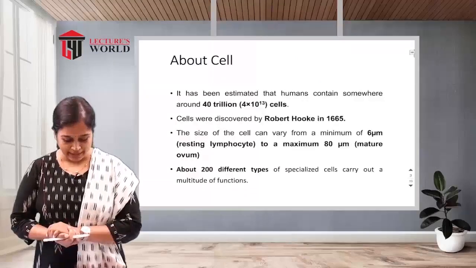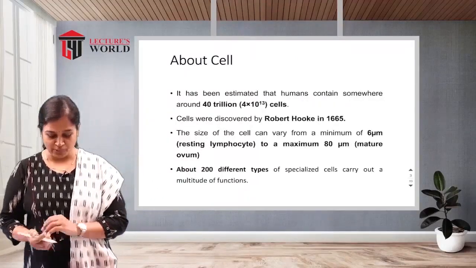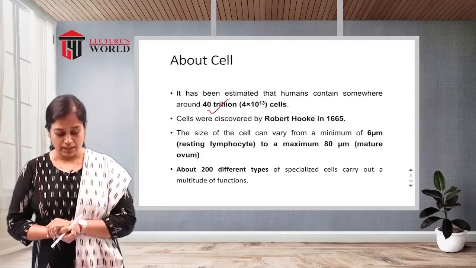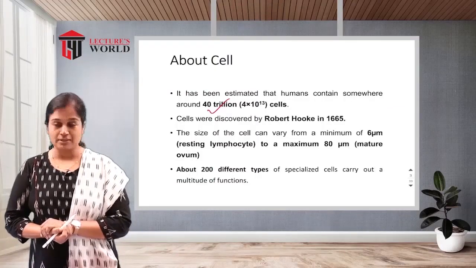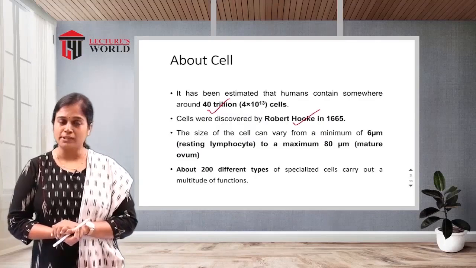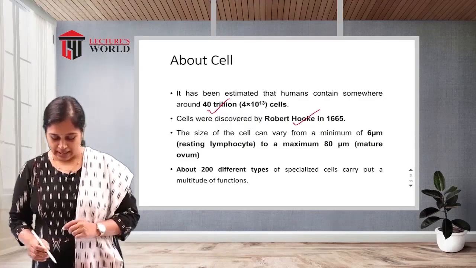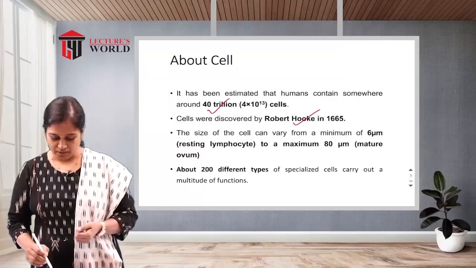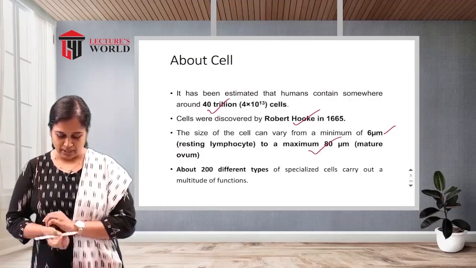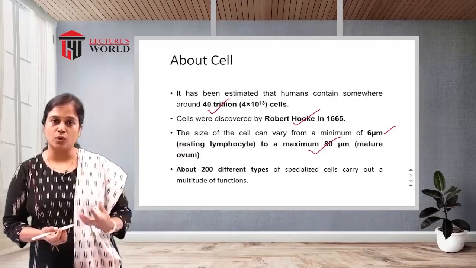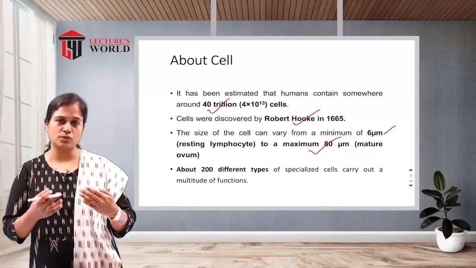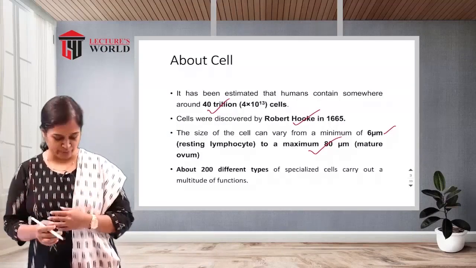More about the cell. It has been estimated that humans contain around 40 trillion cells. Cells were discovered by Robert Hooke in 1665. If we talk about the size of the cell, it ranges from a minimum of 6 μm in resting lymphocytes to a maximum of 80 μm, which is the mature ovum size. So the size of cells varies from 6 μm to 80 μm.